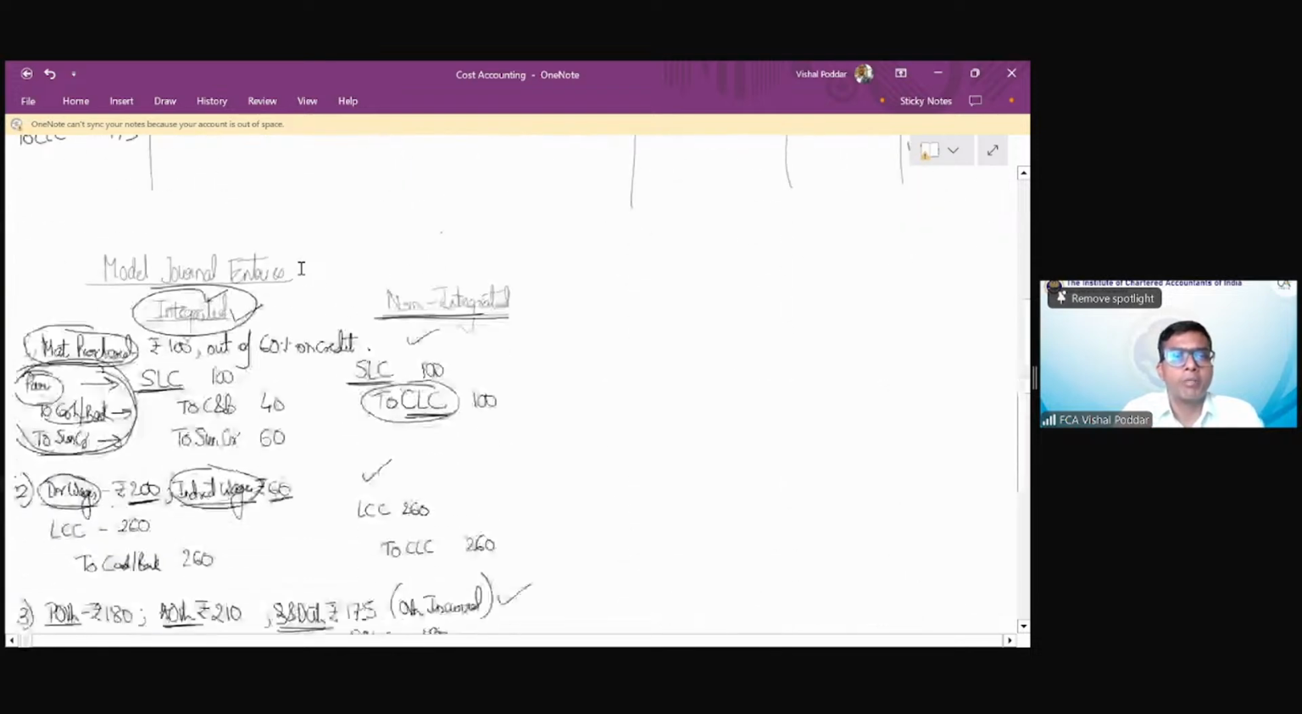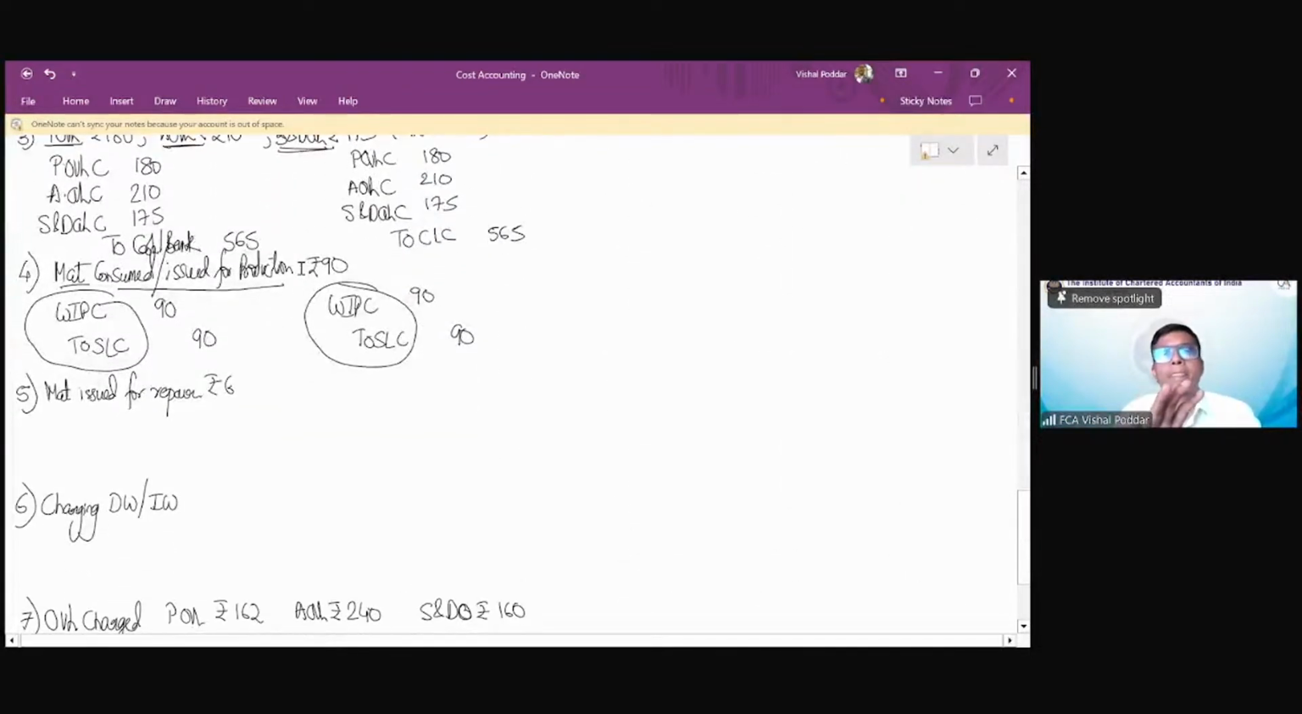That is why wherever there is any transaction which is not requiring your assets and liabilities, I repeat, when there is any transaction which is not requiring your assets and liabilities, the entry under integrated, non-integrated will be same. So as you can see, material which is consumed or issued for production, entry is WIP account to stores ledger control. WIP account to stores ledger control.